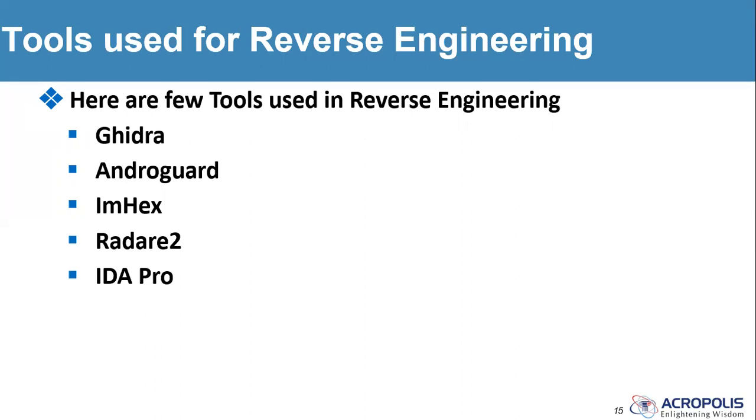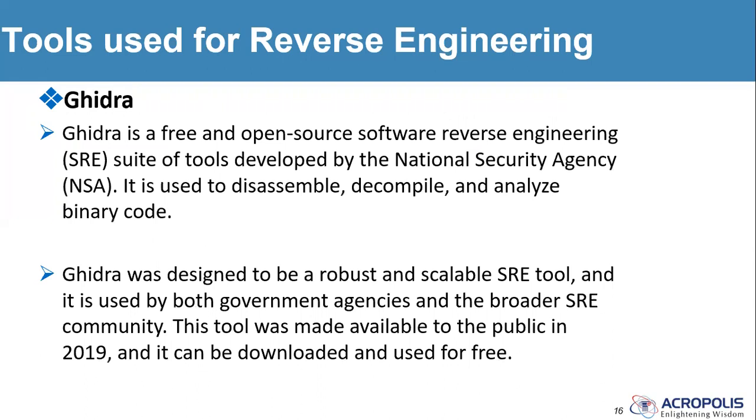Fourth, Radare2. And fifth, IDA Pro. First, Ghidra. Ghidra is a free and open source software reverse engineering (SRE) suite of tools developed by the National Security Agency (NSA). It is used to disassemble, decompile, and analyze binary code.